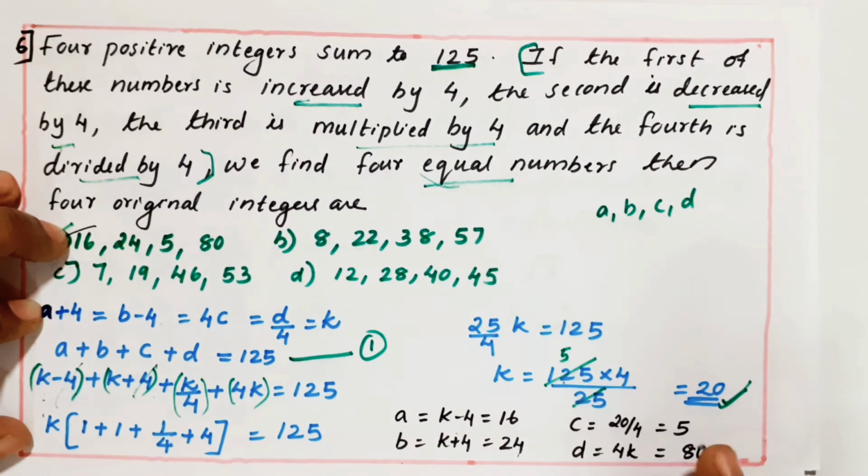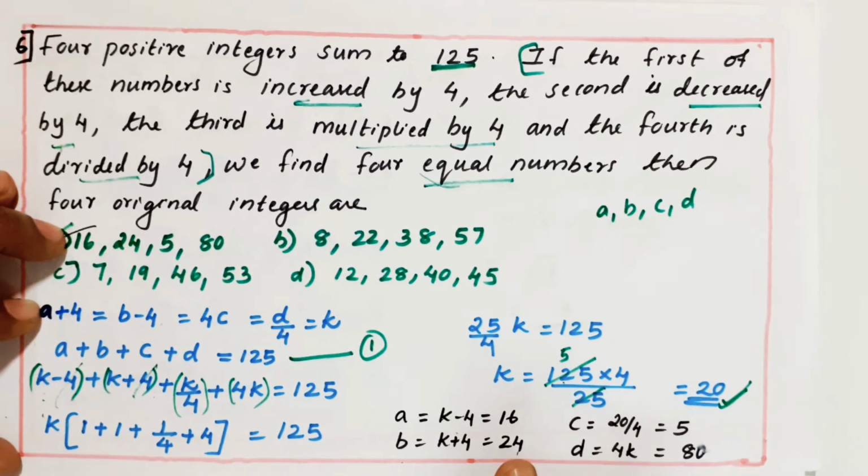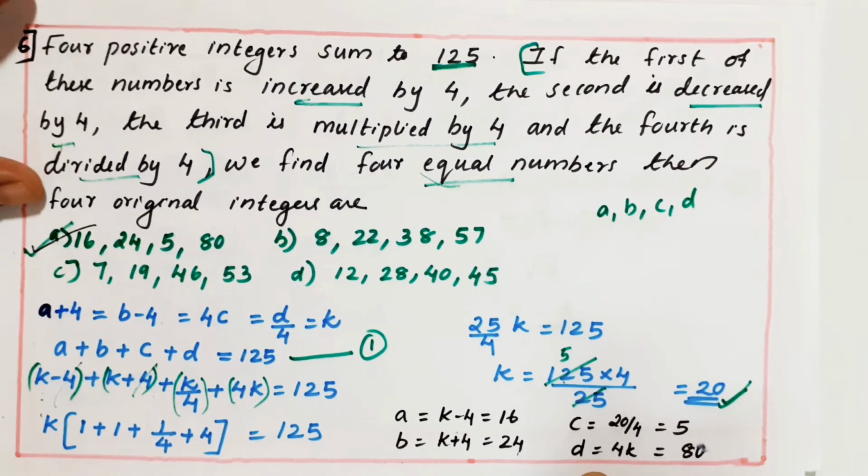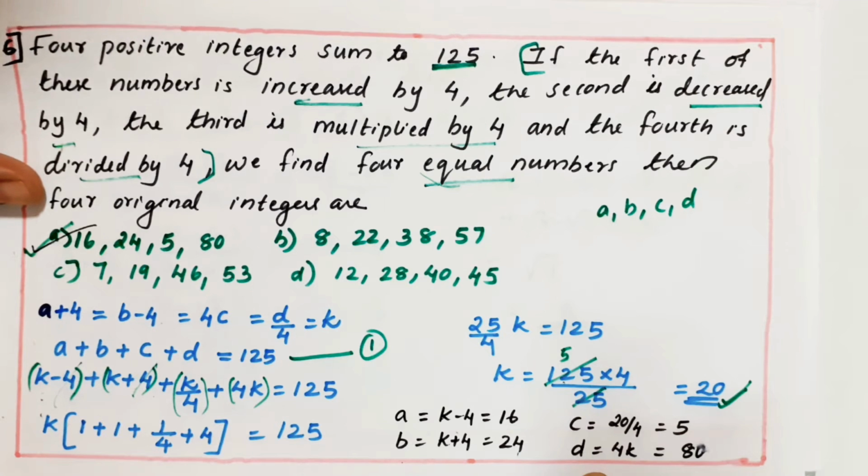If K is equal to 20, what is A? A is K minus 4, 20 minus 4, 16. B is K plus 4, 20 plus 4, 24. C is 20 by 4, that is 5. D is 4K, that is 80. Clear? So this question is very simple. According to how they told in the question, you should frame an equation and we have to do the remaining calculations.